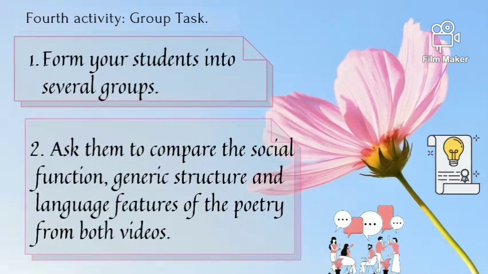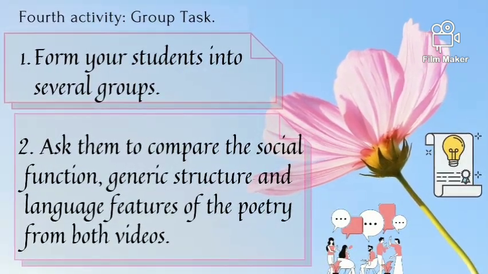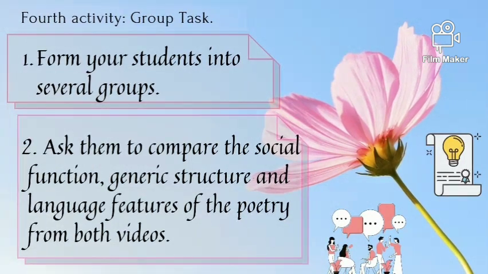The fourth activity is a group task. In this activity, organize your students into several groups and ask them to compare the social function, generic structure, and language features of the poetry from both videos. The purpose of this activity is to make them share their opinions and thoughts with their friends. In addition, this activity is also useful in perfecting their works, as well as building a good relationship with their friends. From this activity, the students will produce a conclusion of analysis and comparison of both videos.